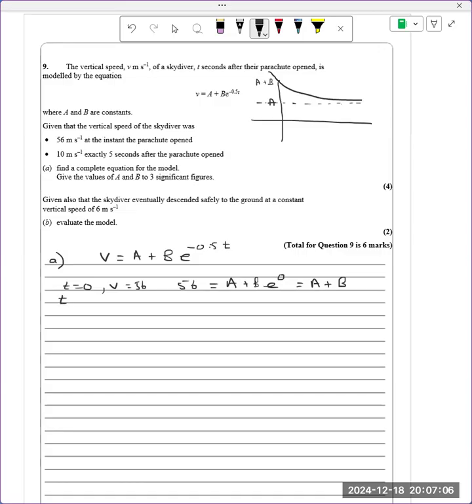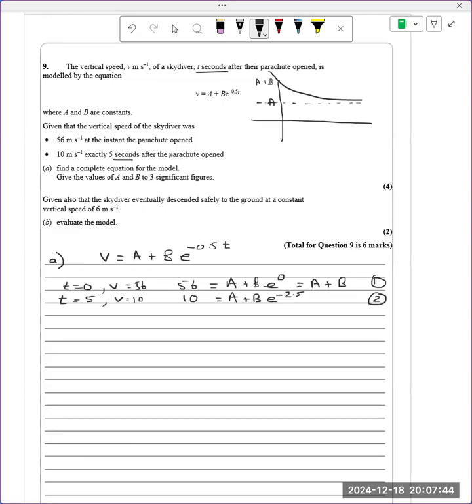The second data point is t equals 5. Always check units. 5 seconds, and it is t seconds. So we're good there. So t equals 5, V equals 10. So 10 is A plus B e to the minus a half t. So that is 2.5, which isn't a particularly nice set of equations. But we've got equation 1, equation 2. We have a pair of linear simultaneous equations.